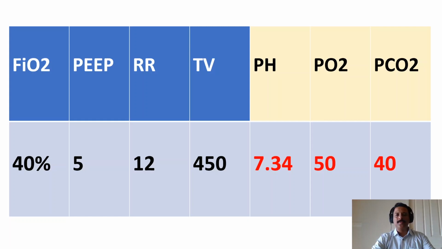So getting a PO2 of 50 in 40% oxygen is not good. That means that we are having a hypoxia. So we can either increase the FiO2 or we can increase the PEEP according to the compliance of the lung. Most of the time in case of hypoxia, we will try to increase the PEEP if it is not contraindicated.